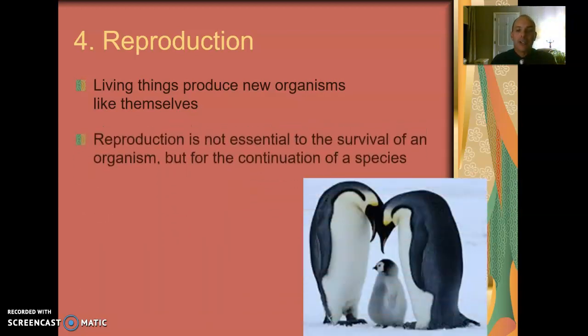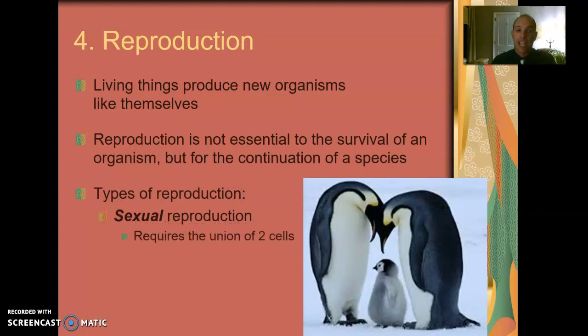Reproduction is not essential to the survival of an organism, but for the continuation of a species. You can be alive and not be able to reproduce. There are many sterile organisms out there that occur this way, and we'll get into some of those a little bit later. There are two types of reproduction. Sexual reproduction, which requires a union of two cells, or two different organisms that mate. And asexual reproduction, which requires only one cell.